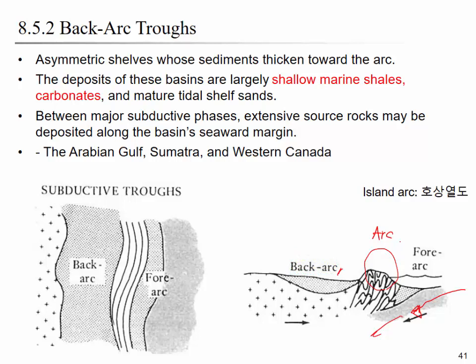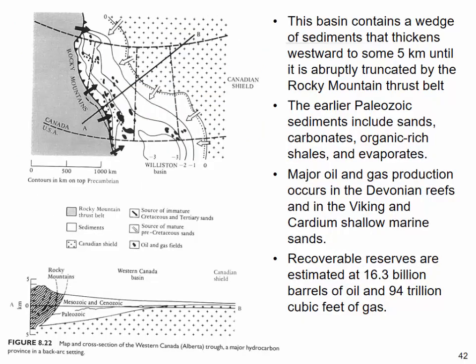So if we think about the around the Korea and the Japan system, this is the Ulleung Basin in the East Sea. And here is the Japan, and the east side of the Japan is the fore arc basin. Okay. This basin contains a wedge of sediments that thickens westward some 5 kilometers until it is abruptly truncated by the Rocky Mountain thrust belt. So this shows actually the example.